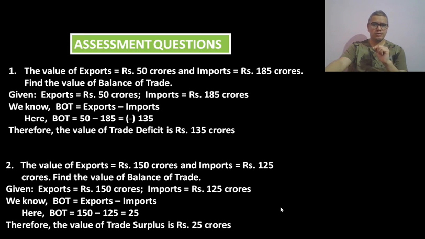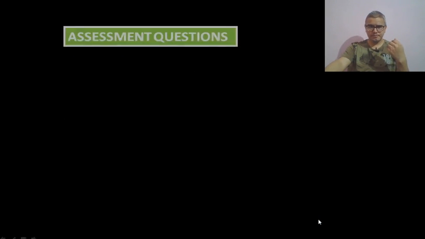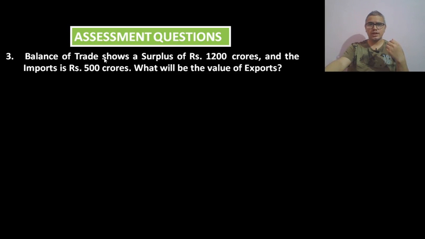Now, in both these questions, we see that the value of imports and exports are given and you are asked to find balance of trade. Now there may be some other type of questions which we will deal with now. Okay. In this question, you see that balance of trade shows a surplus of 1200 crores. So here the value of balance of trade is given and the value of imports is given, 500 crores. And you are asked to find the value of exports.